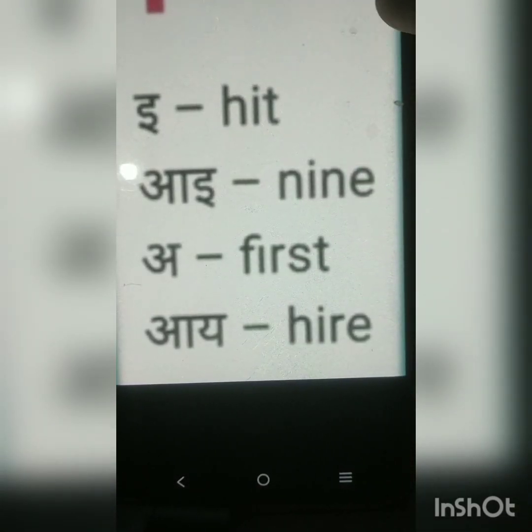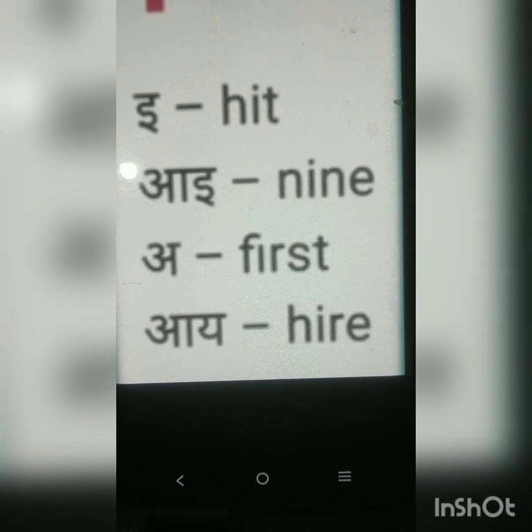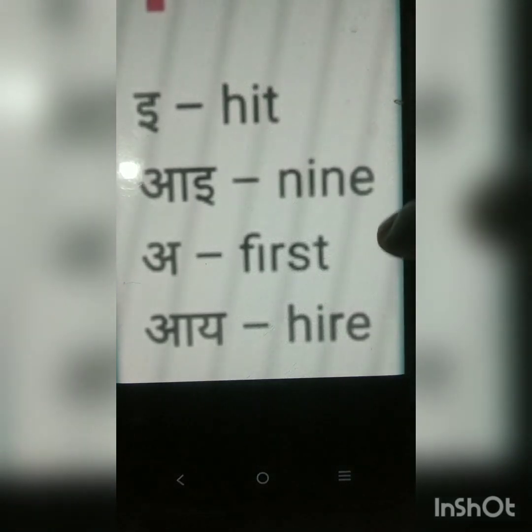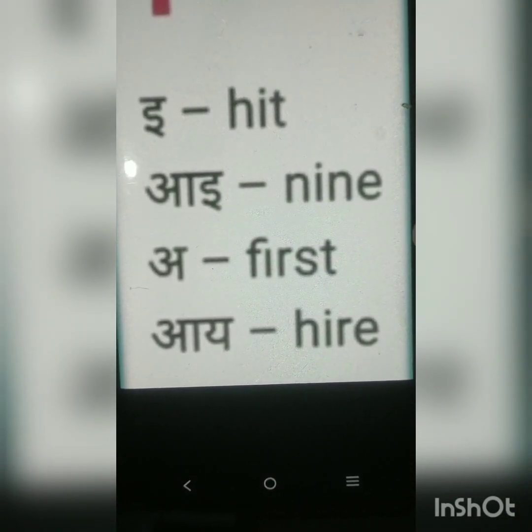Now I has 4 kinds of sounds. So when to use I? HIT, hit. Tell with me. HIT, hit. Then I, NINE, nine. NINE, nine. When E is there, vowel is there in the last, no? Then its sound is not E, it's I. Its sound makes I.